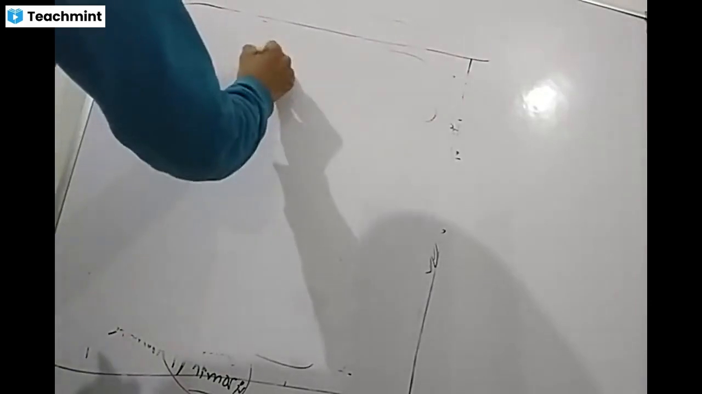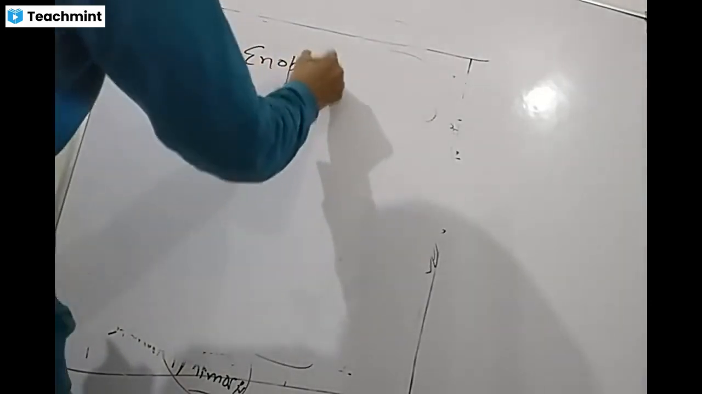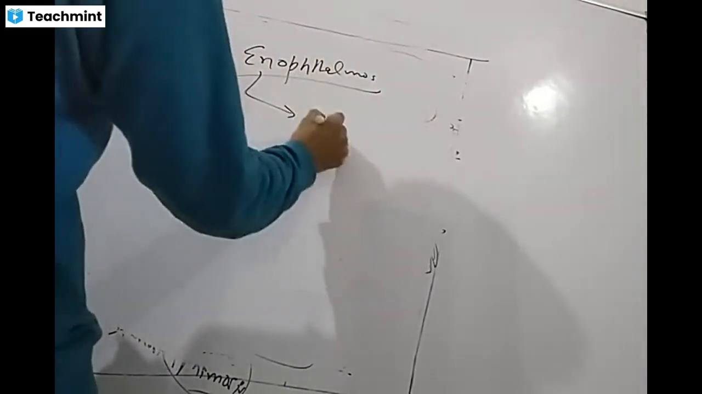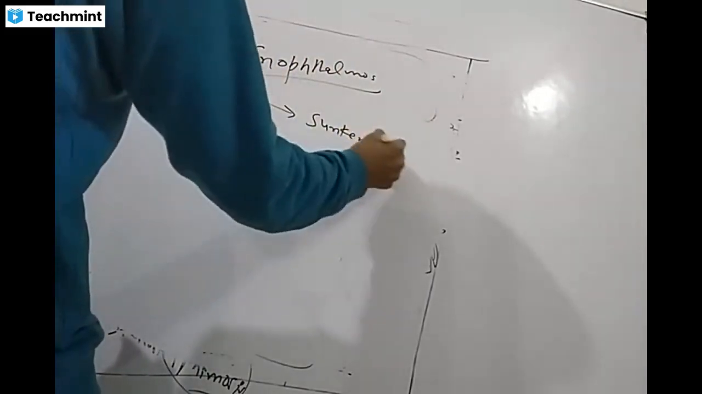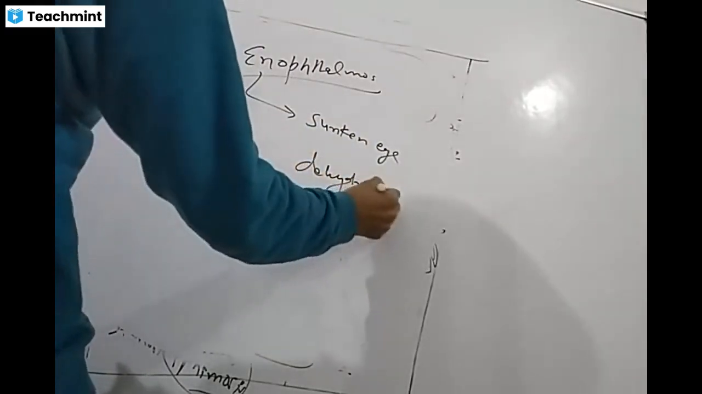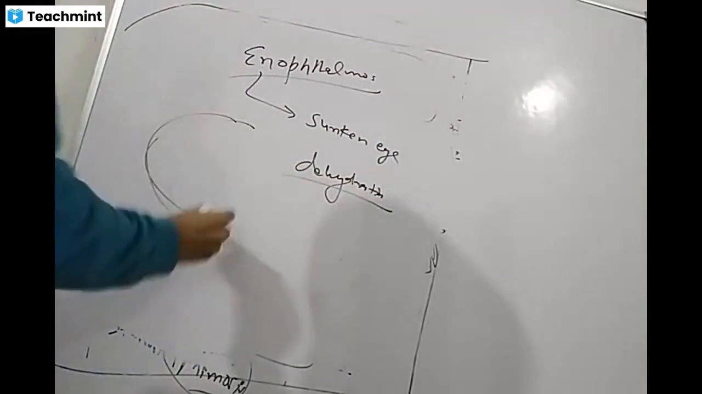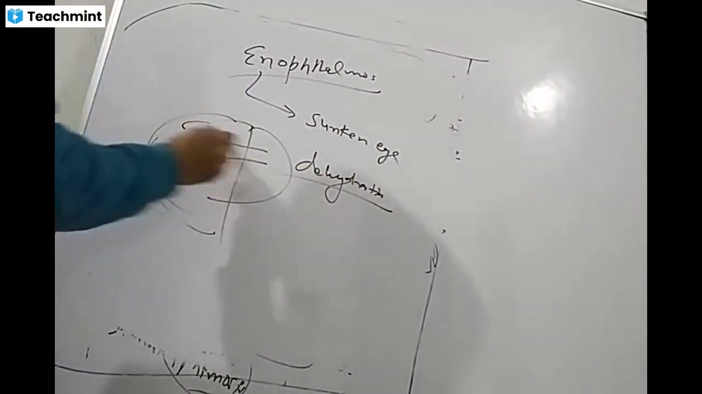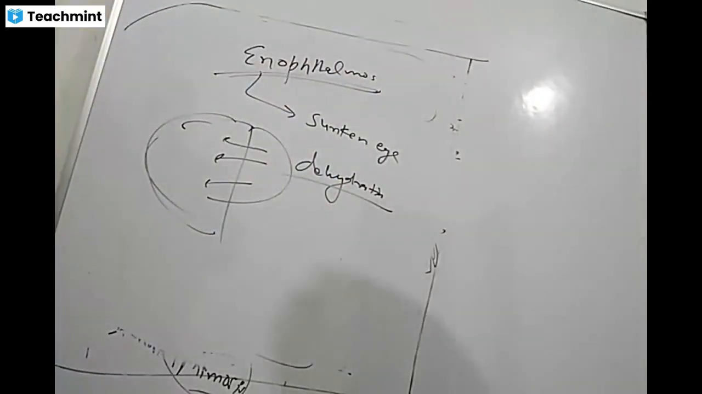Then what is enophthalmos? Enophthalmos is nothing but sunken eyes. When there is dehydration, your eyes go inside. If normally eyes are outside, they will move a little inside. That is enophthalmos.